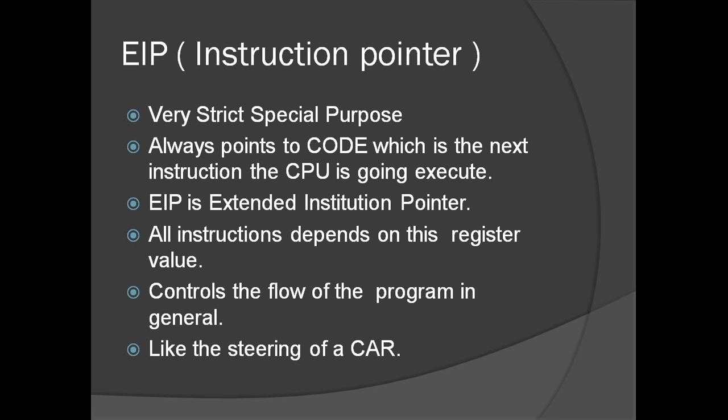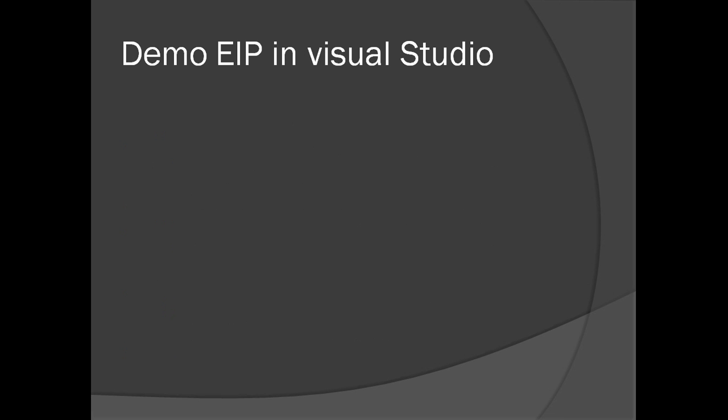Now let's have a concrete discussion on special purpose registers. EIP is the best example of a special purpose register. It's very strict. EIP always points to the code for the next instruction the CPU is going to execute. EIP points to nothing else. The full form of EIP is Extended Instruction Pointer. EIP controls the flow of the program in general, so it's like the steering of a car. We have seen the EIP register in Visual Studio, and I'm going to skip this demo.